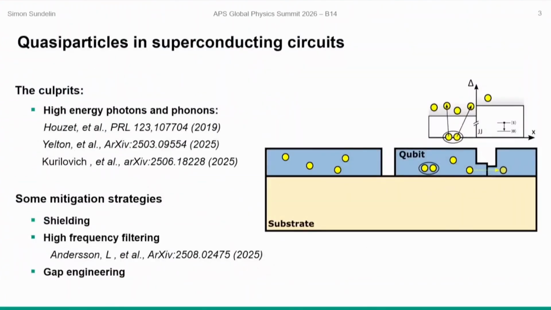So, as mentioned many times during this session, quasi-particles in superconducting circuits is something that, unfortunately, all of us have to live with to one degree or another. They occur because high-energy phonons or photons excite Cooper pairs, break them apart, generating two quasi-particles, which, if they're in the vicinity of a qubit, can cause errors, phase errors, T1 errors, and so on. So naturally, we would like to mitigate these as much as possible. We want to mitigate the tunneling over the junctions and also just the density in general. To this end, one can turn to improved shielding, high-frequency filtering, or gap engineering, as we have seen.